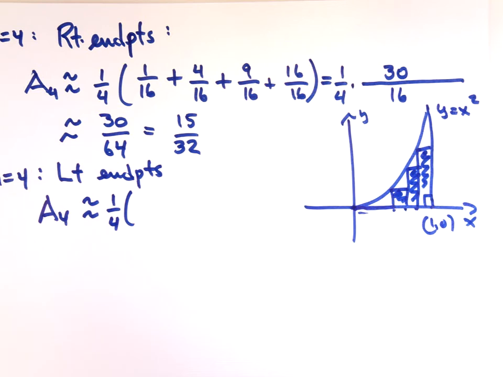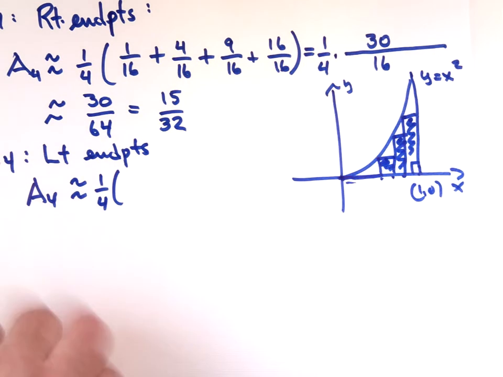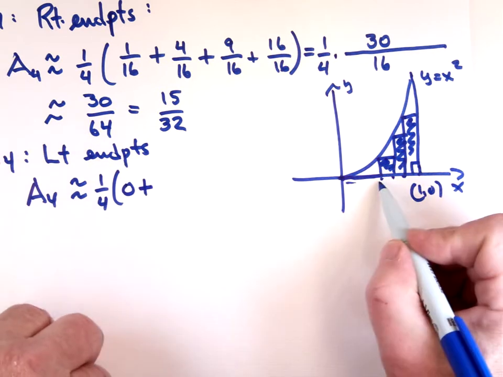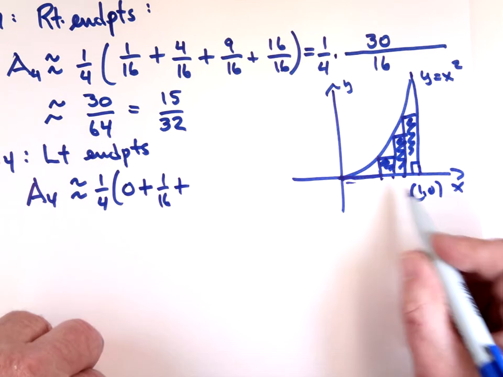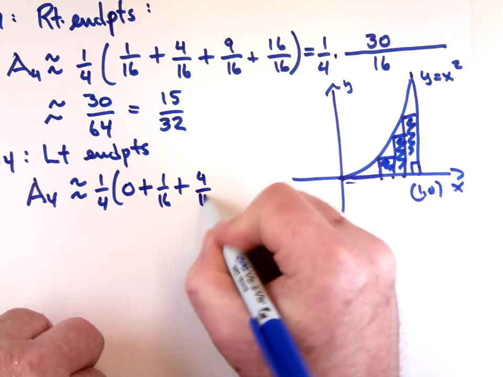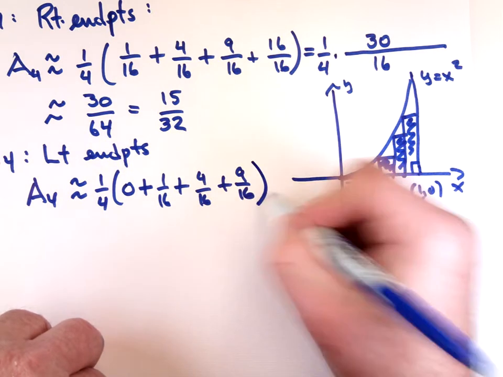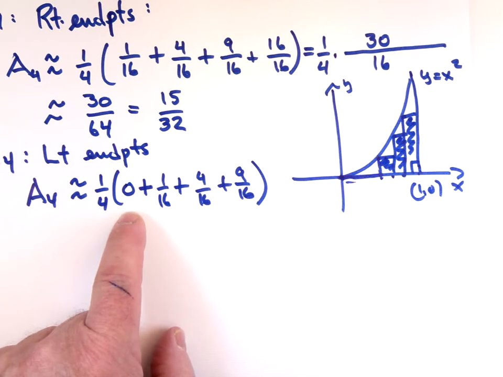This one, what's my first height? 0. What's my second height? 1/16. And what's my next height? 4/16. And what's my next height? 9/16, and that's it. The difference between the two is this. This one we start at 0, and we end at 9/16, the one just before the end one here.